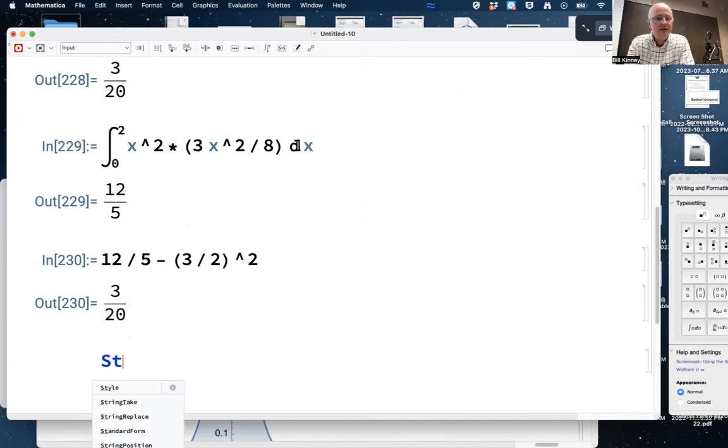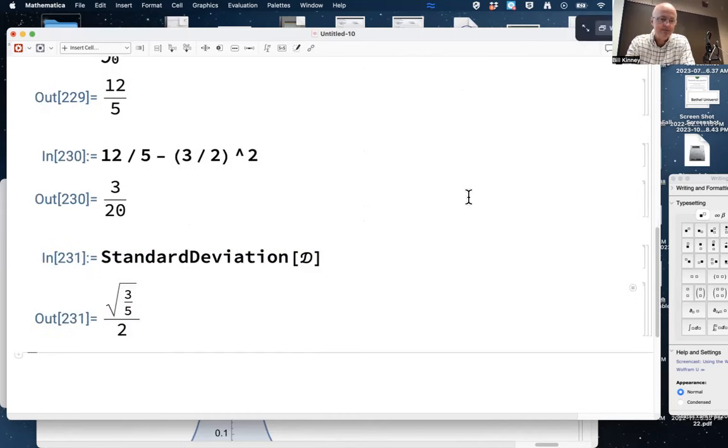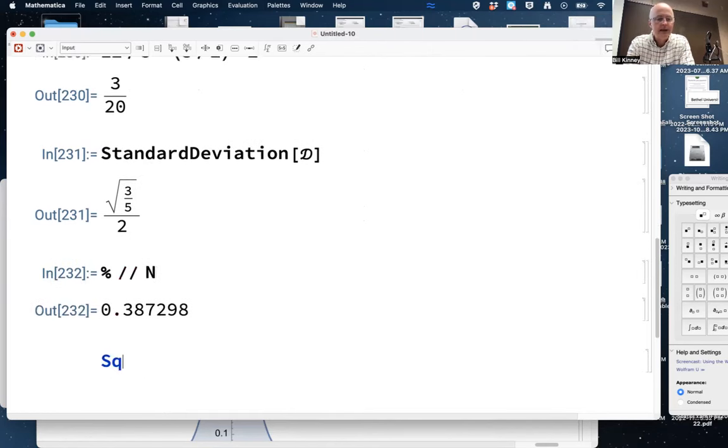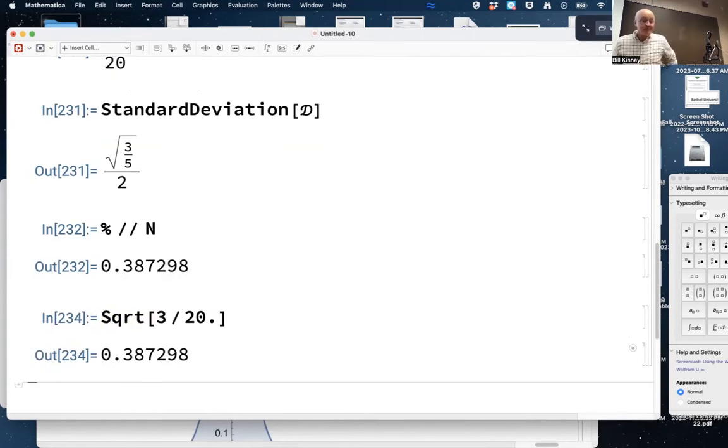Standard deviation should be square root of 3/20. Written like that, that is the same as square root of 3/20, about 0.387. Standard deviation of about 0.387, mean of 1.5.